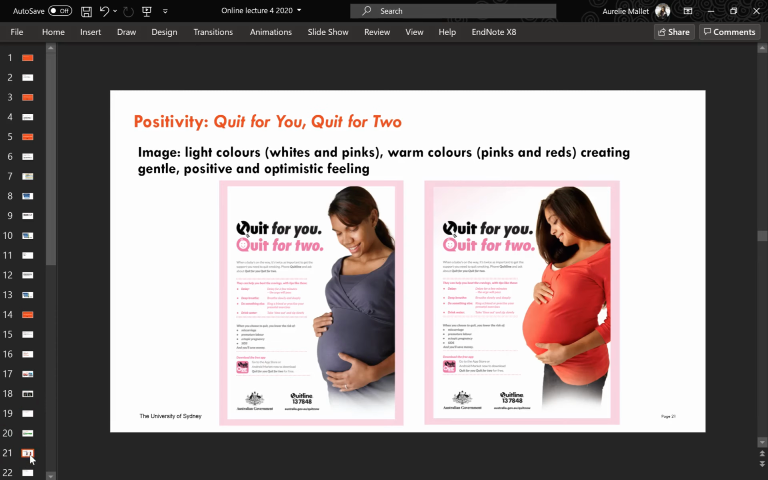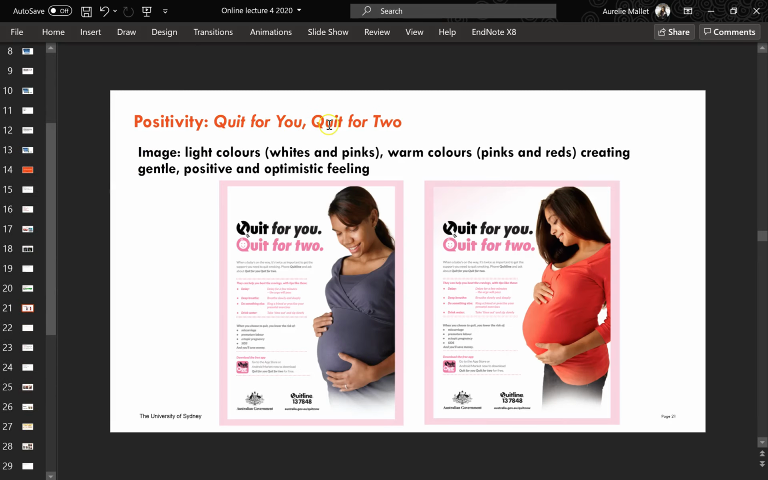Now let's have a look at this campaign, Quit for You, Quit for Two. In addition to the TV ad that we saw, it also has a range of posters. I've shown you this before, I think in the first online lecture. So let's have a look at how positivity is realized in these two posters here.